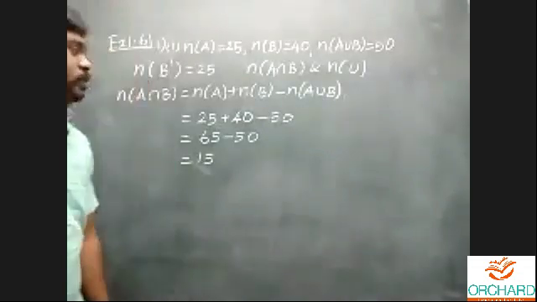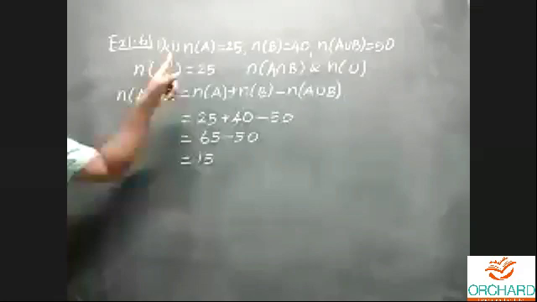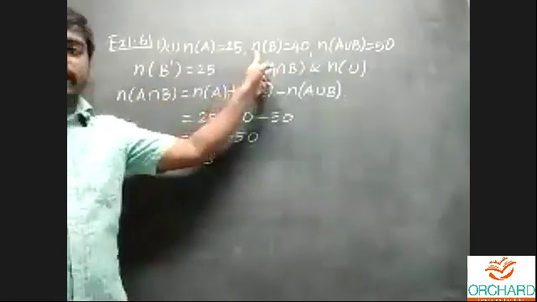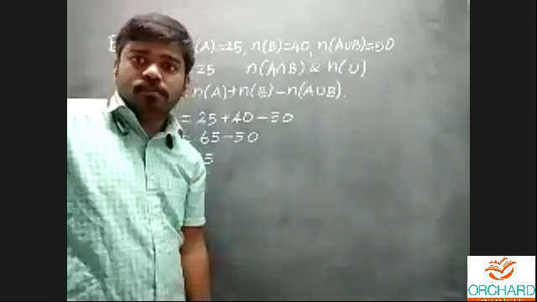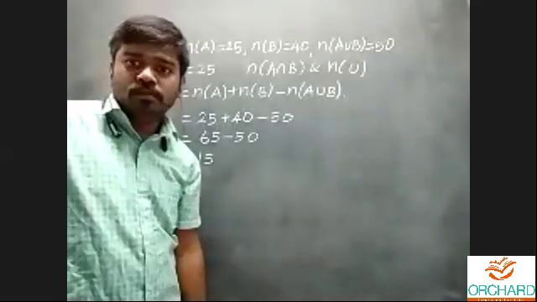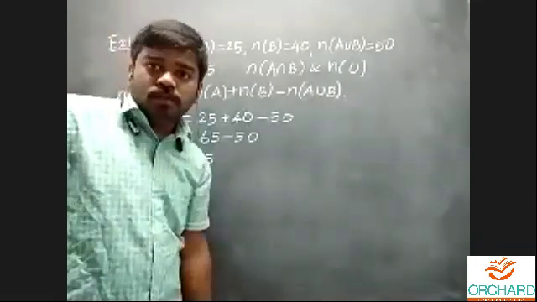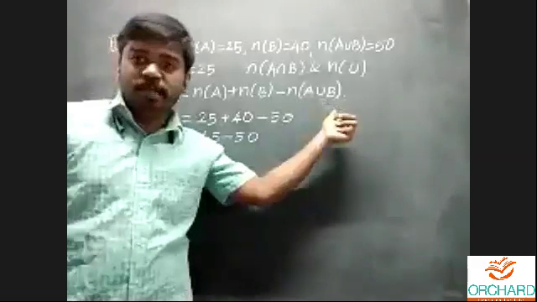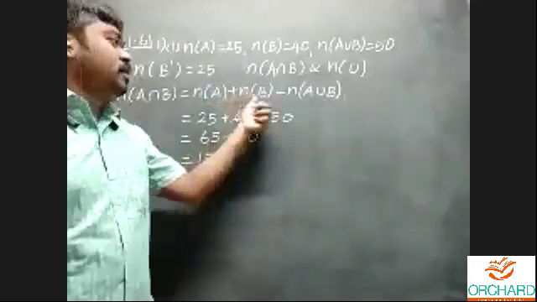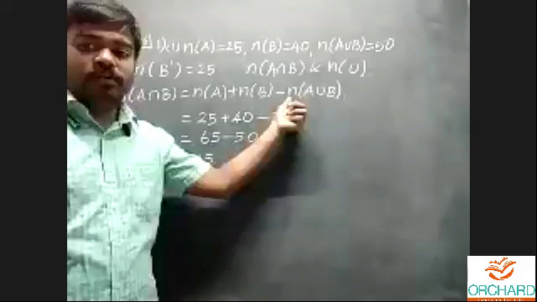Okay, fine. What's the given information? n of A equal to 25 and n of B is equal to 40. Then n of A intersection B is equal to n of A plus n of B minus n of A union B. Just substitute the values and simplify. 65 minus 50 is equal to 15. So n of A intersection B is equal to 15.